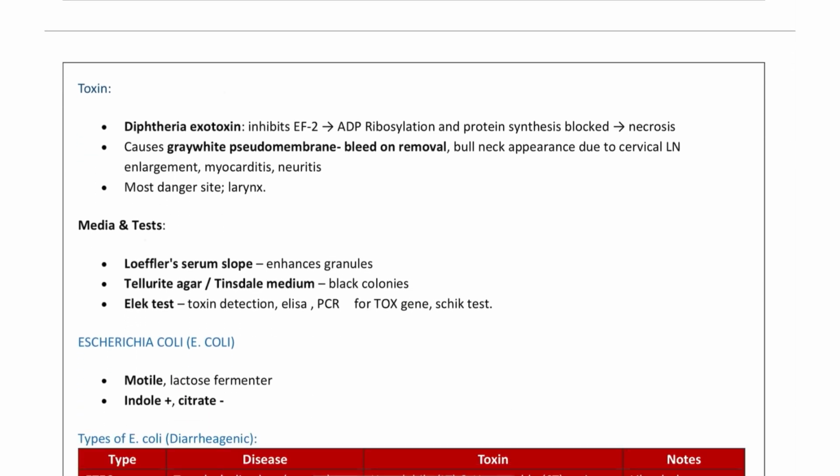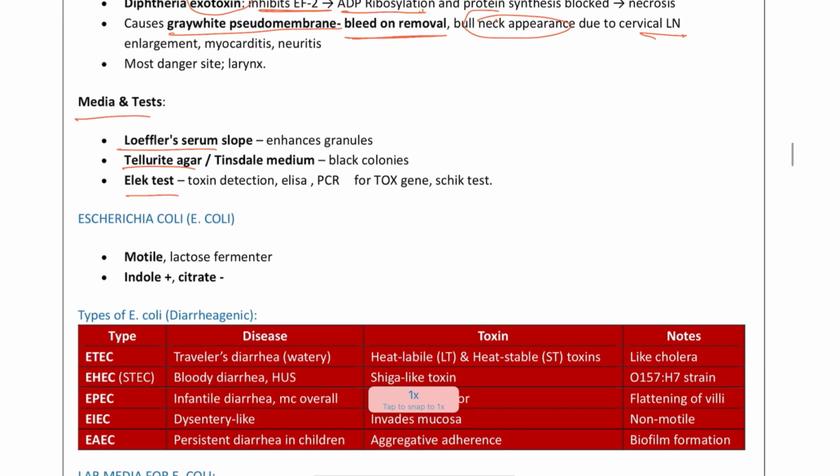Next, diphtheria has an exotoxin that will inhibit elongation factor 2 through ADP ribosylation, and protein synthesis is blocked. That's why this patient will mostly have pharyngitis, where a gray-white pseudomembrane is seen. It will bleed upon removal. And also lymphadenopathy, which is known as the bull neck appearance. The media that we are going to use are Loeffler serum and tellurite agar, and the Elek test that we are going to do for toxin detection.